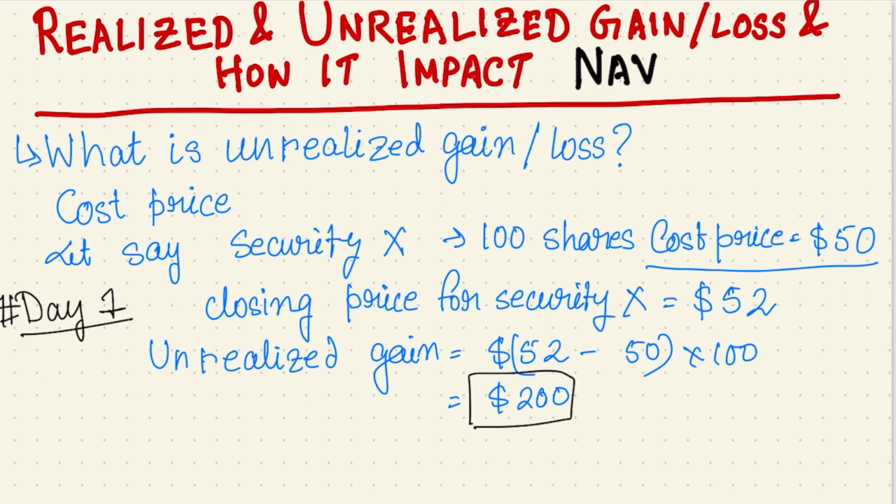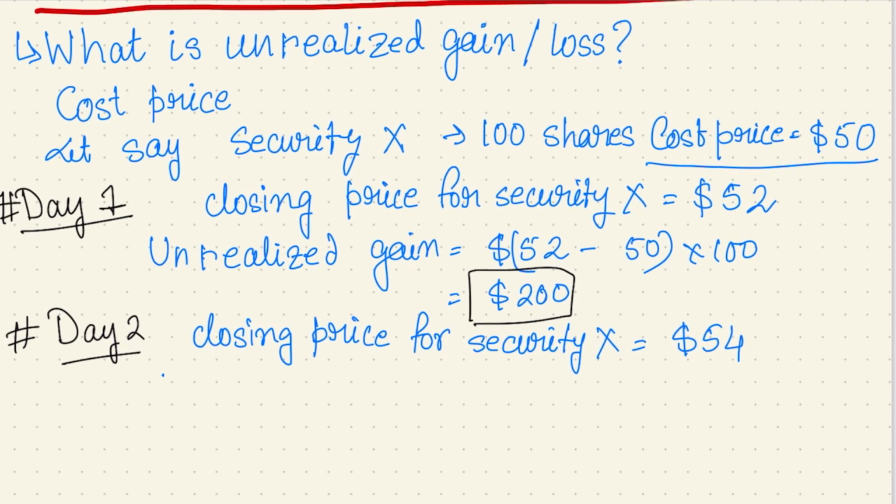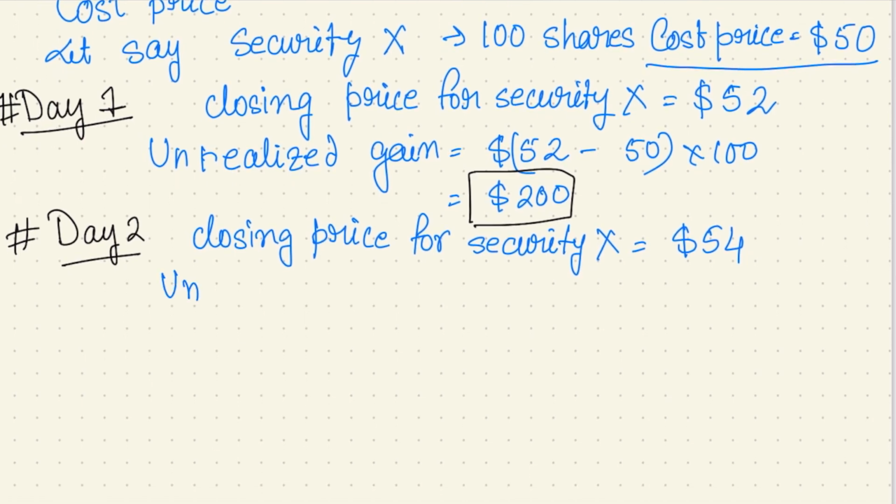When I talk about an unrealized gain, that means I have not yet realized it or not yet actually got it, but I can say that I am in a gaining position because whatever security I have purchased is going up. Now let me take an example of day 2, the next day. Let's assume on the next day the closing price for the same security X is $54. On day 2 it will be an unrealized gain again.